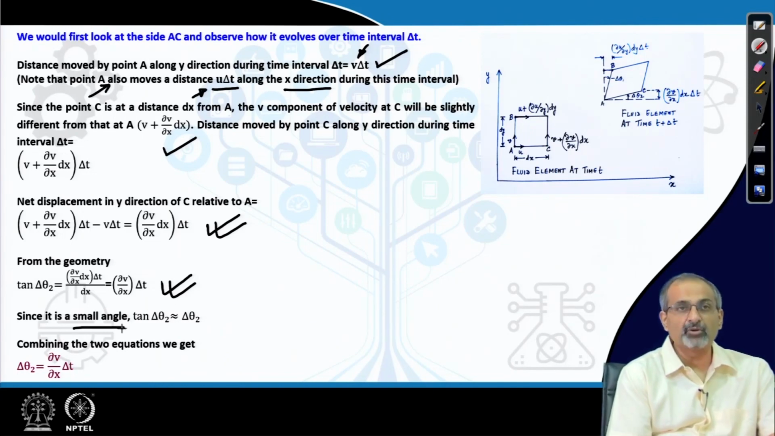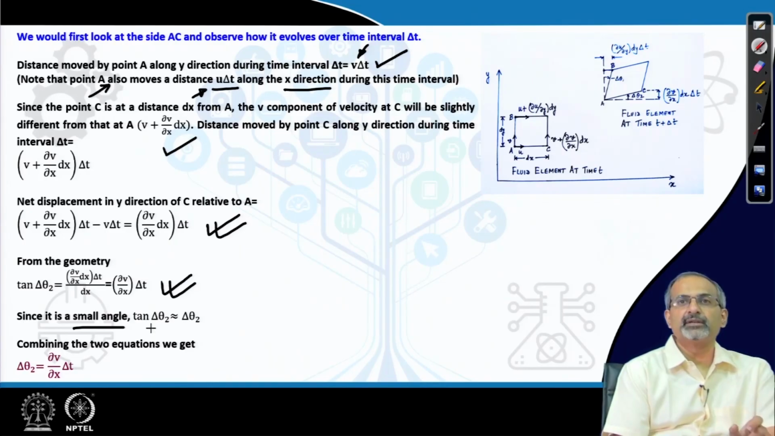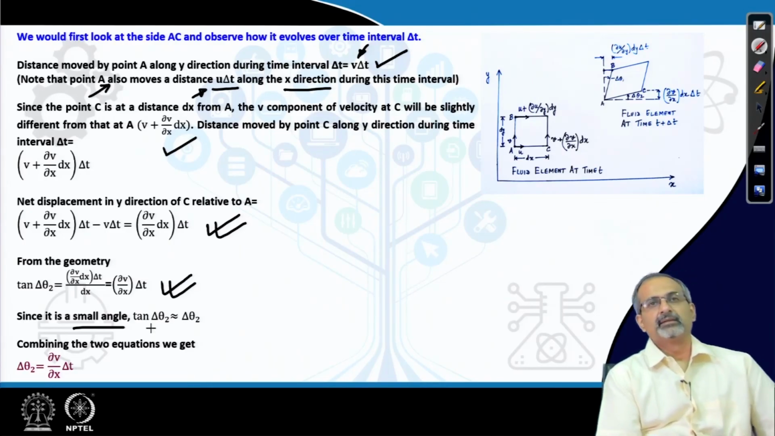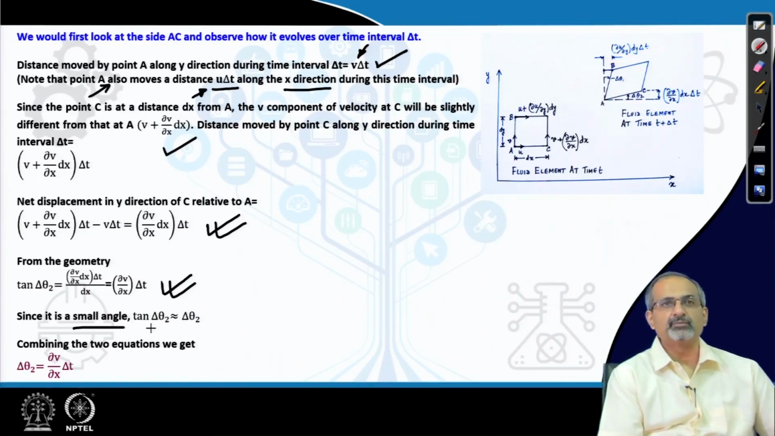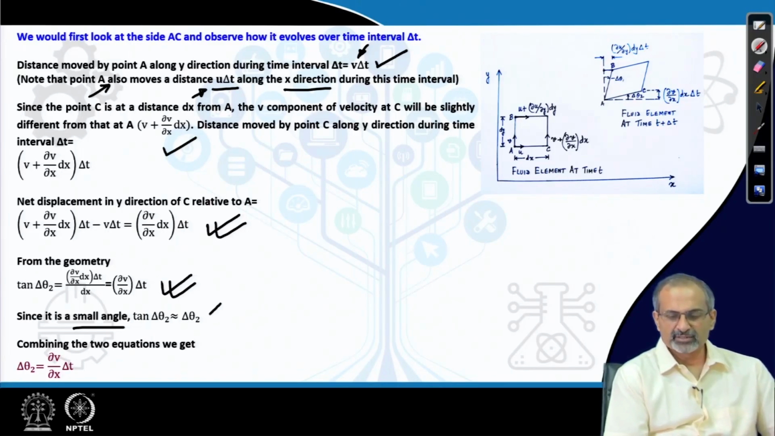If we take it to be a small angle, because if you allow it very small time, then the rotation will also be a very small angle, therefore, we can assume it to be approximately equal to delta theta 2 in radians, and combining the findings you can define delta theta 2 like this, del v del x into delta t.